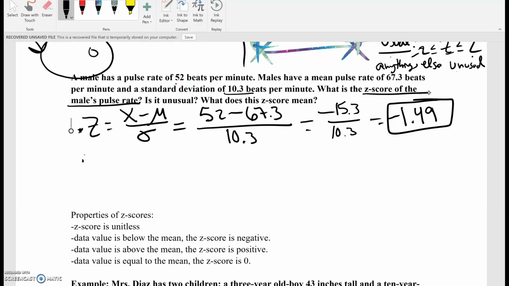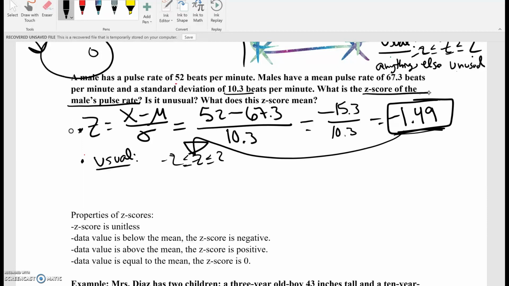Now my second part is, is this unusual? Well, usual values for z-scores are always between -2 and 2. In this case, -1.49 is a number that is between here. So is it unusual? Not unusual. In order for us to say that this is unusual, it would have to be outside of that range. So this is not unusual.